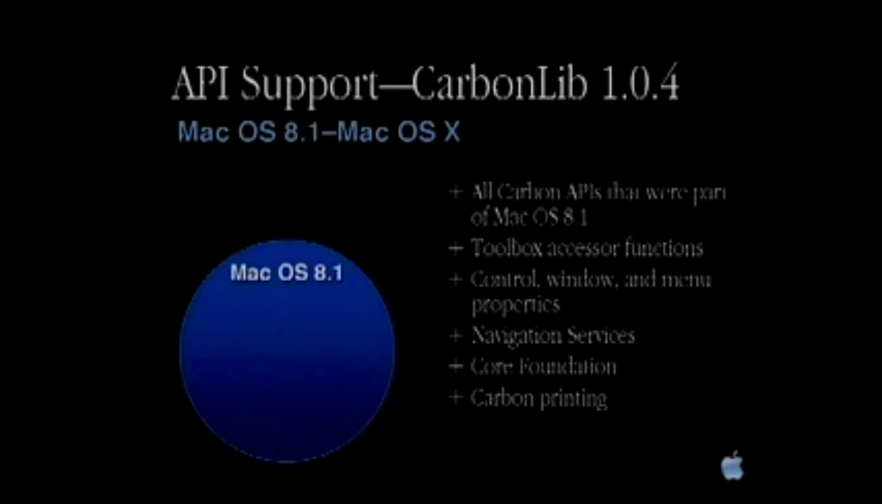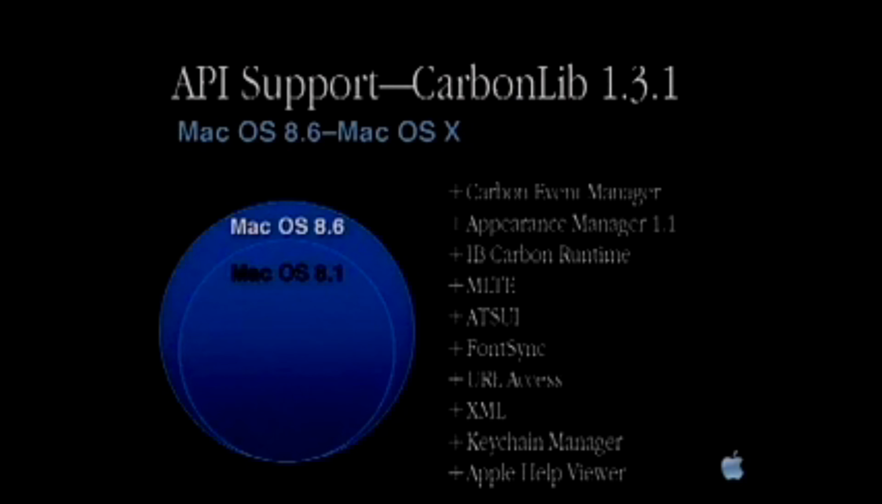like the accessors, like window properties and control properties and menu properties, like nav services, pieces of core foundation, and Carbon printing. Now macOS 8.6, the operating system, brought a lot of APIs to the developer, and those are exposed through Carbon as well. So you can read at will here, but there's a lot of APIs that we added in 8.6, which are then available through Carbon. So you need to look, depending on the version of the operating system you're running on, the same way you have with your applications that run in macOS 8.6 versus 8.1, what APIs are available.